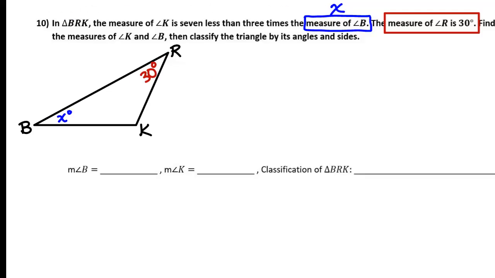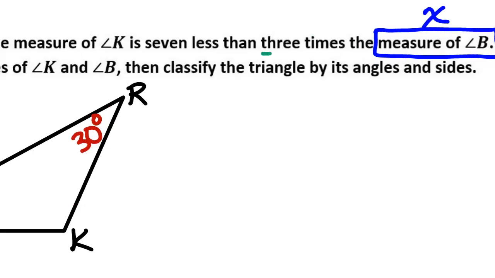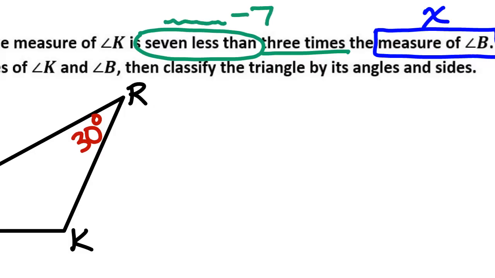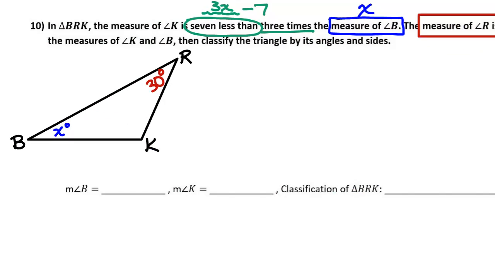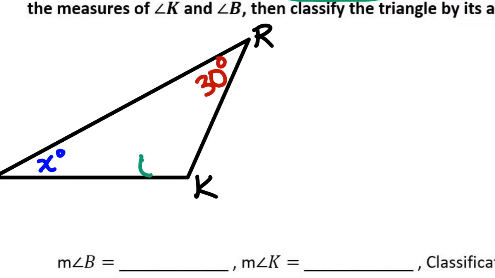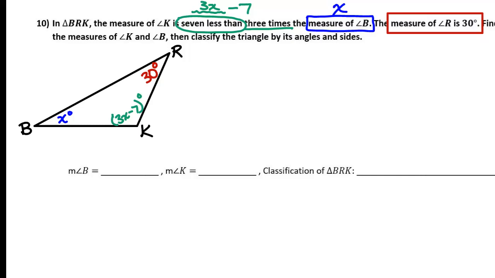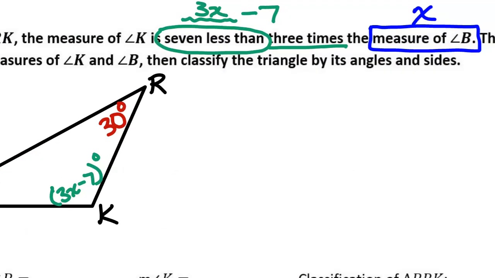K is 7 less than 3 times. 7 less than something. Is that 7 minus or minus 7? Minus 7. So something minus 7. 3x minus 7, yes. 3 times the measure of angle B, take away 7. So 3x minus 7. Whenever you see less than, it has to be minus and whatever that number is. Never that number and then minus.